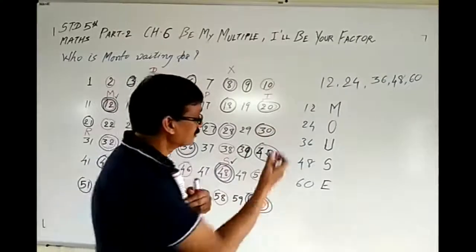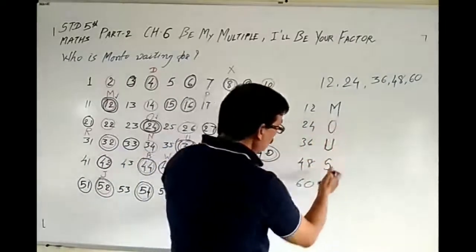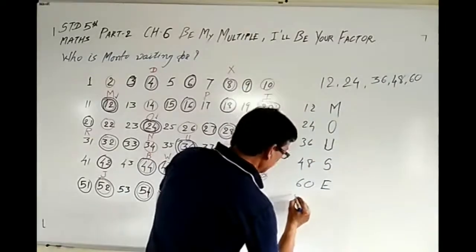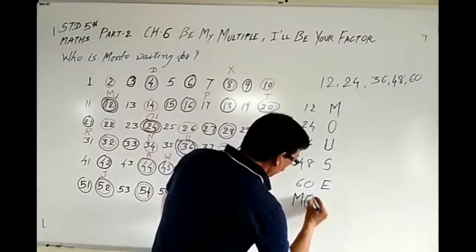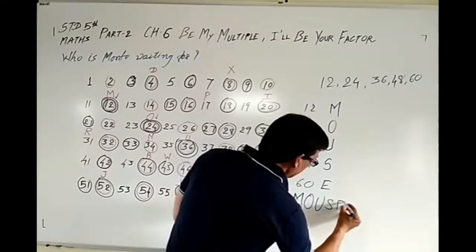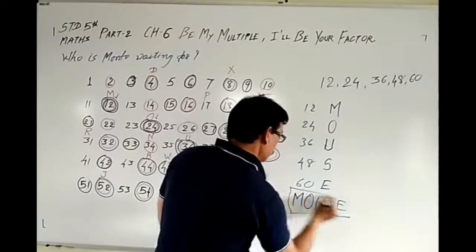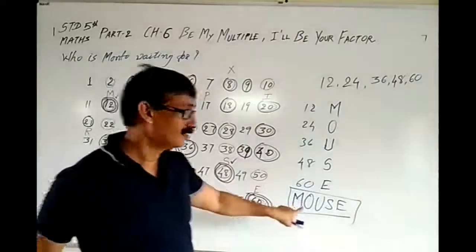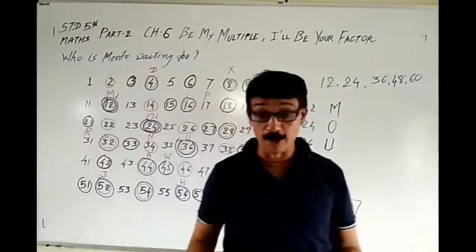Which are these letters? Can you see? M, O, U, S, E. Let me write down in this way, horizontally. So it is M, O, U, S, E. Isn't it? So Monto is waiting for mouse. That's what we come to know.